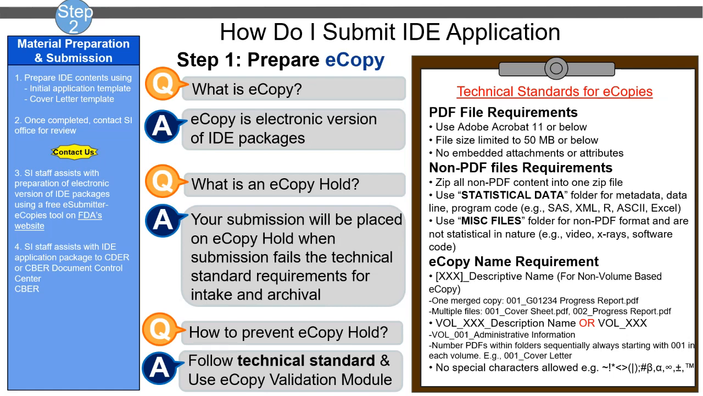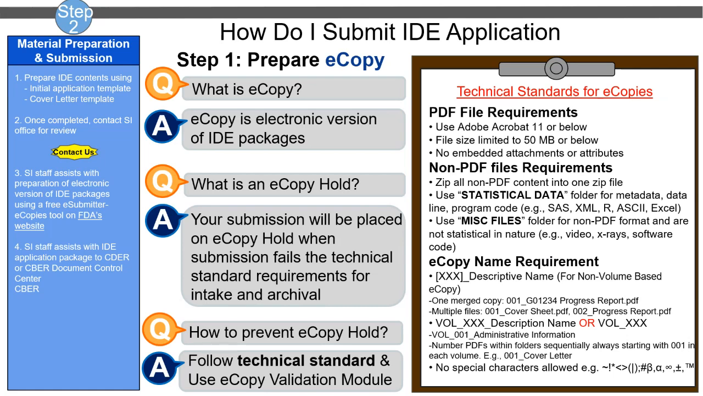Statistical data are usually in Excel, SAS, or XML format. They fall under non-PDF documents. In addition, there can be other non-PDF documents such as videos, X-ray images, software code, etc., to be designated as miscellaneous non-PDF files. There is no apparent document size specification for non-PDF and miscellaneous files.